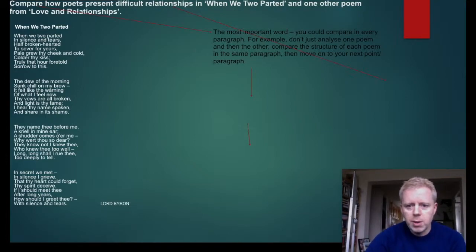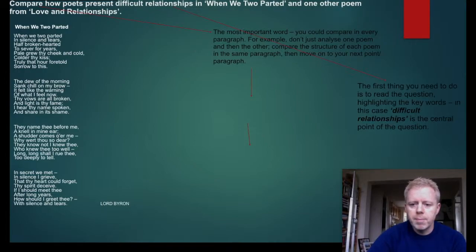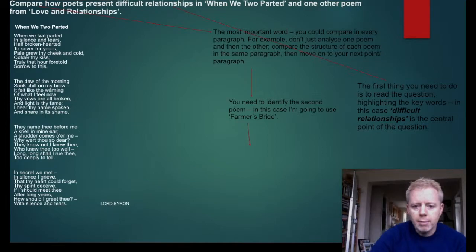So long as you're ticking all the boxes the examiner is looking for you to tick, then that's the main thing. So the first thing you need to do is to read the question highlighting the key words. In this case, difficult relationships is a central part of the question. Everything then you write about needs to reference difficult relationships.